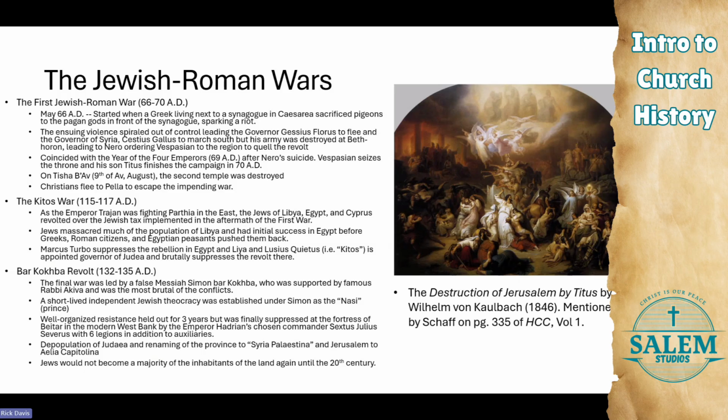He goes to Rome and he leaves Titus, the future Emperor Titus, in Jerusalem in 70 AD to finish off the campaign. And on that fateful day, Tisha B'Av, the 9th of Av, roughly corresponding to August, the second temple was destroyed, by legend on the exact same day that the first temple was destroyed. And during this time, the Christians, with the book of Revelation probably in hand, fled to Pella, which is in modern-day Jordan, to escape the impending war.